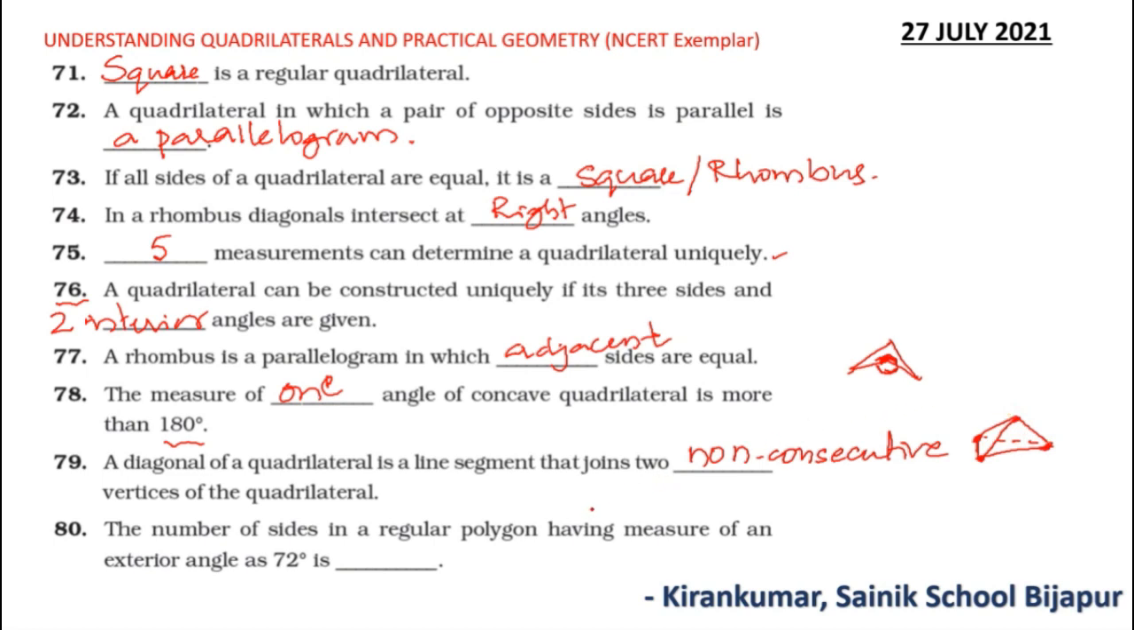Question 80. The number of sides in a regular polygon having measure of exterior angle as 72 degrees is. It has to be a regular pentagon, because we have seen the formula and we have solved for a regular pentagon. Each exterior angle will be 72 degrees.